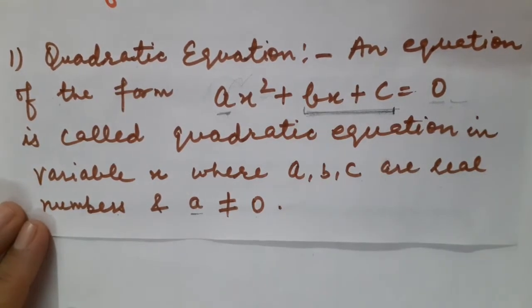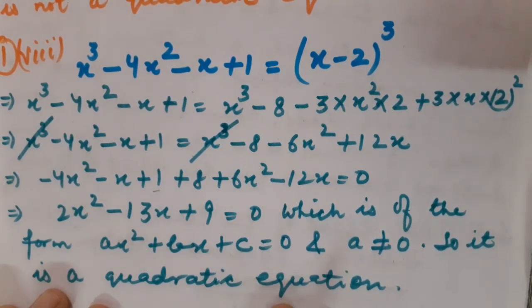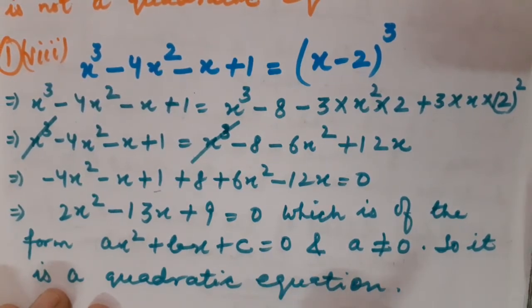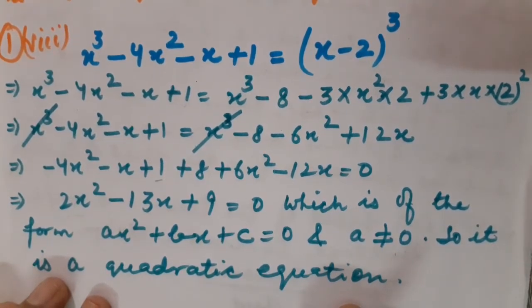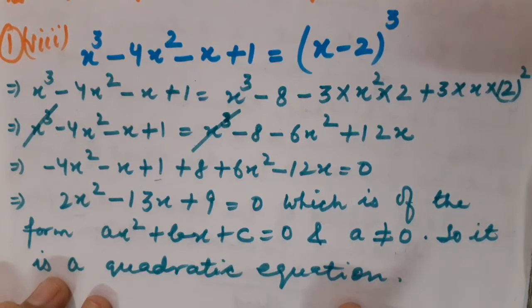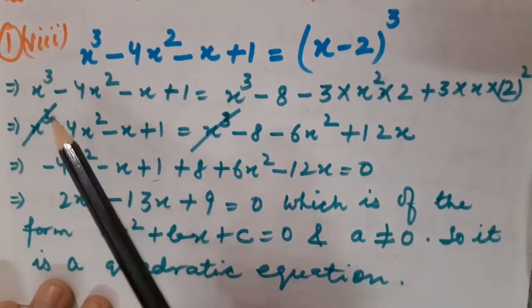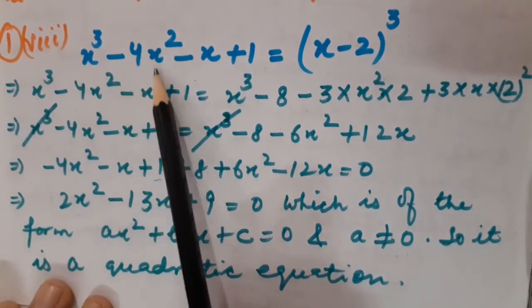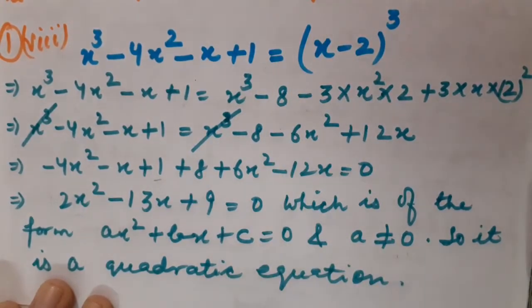Correct, children? Fine. Now children, our next topic is the way to check whether the given equation is quadratic or not. So what is to be done, children? Whatever equation you will be having given, you have to just simplify that equation, and after that you have to compare it with the generalized form of a quadratic equation, so that you can come to know whether this is really a quadratic equation or not. So for that, children, I am going to take one question. The question is x cube minus 4x square minus x plus 1 is equal to x minus 2 whole cube.